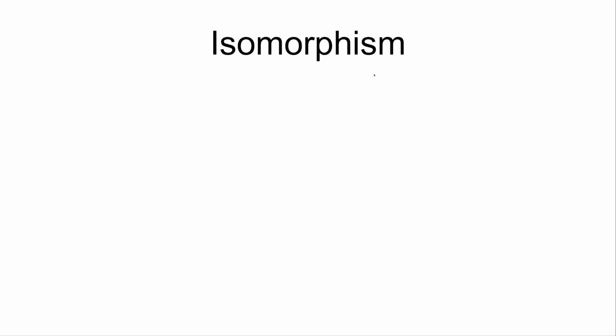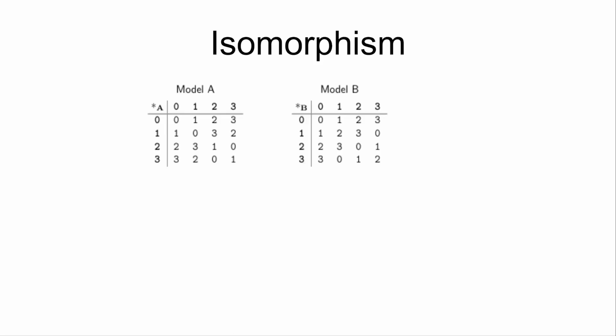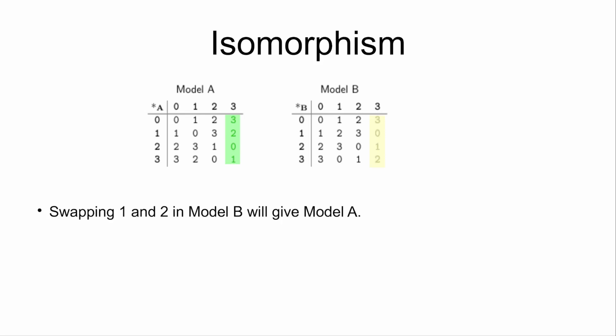First, let's take a look at what isomorphism means in our context. We will not delve into formal definitions or formal proofs of theorems, but to discuss the intuitive ideas behind the algorithm. Here we show two models A and B as defined by the operation tables. Model A is not identical to Model B, as you can see from the last columns of the operation tables. Model A has 3, 2, 0, 1, and Model B has 3, 0, 1, 2 in their last columns.